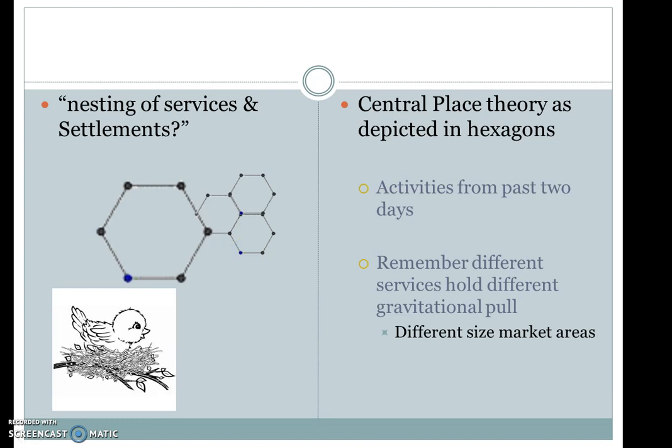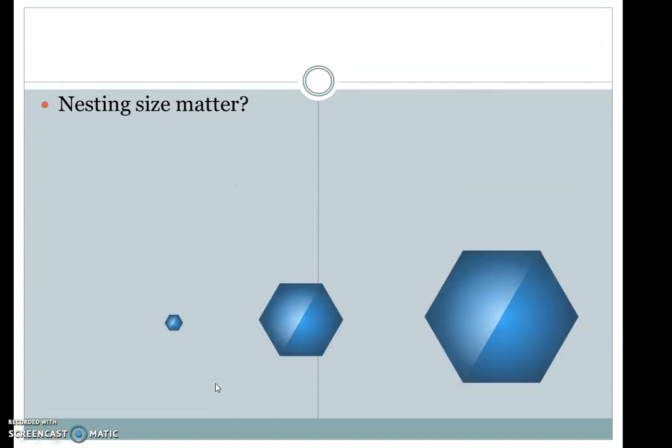But essentially, with different size communities and different size services, you have different gravitational pulls. Like I said, a coffee shop is going to have a gravitational pull that covers maybe a 3-mile range, whereas a professional baseball team, like the Milwaukee Brewers or the Milwaukee Bucks, has a much larger gravitational pull because they are a much larger entity. The city of Milwaukee, because it has more services inside of it, has a larger nesting of services. It has more things to provide versus, say, Mukwonago. So does nesting size matter? Yes, you bet it does.